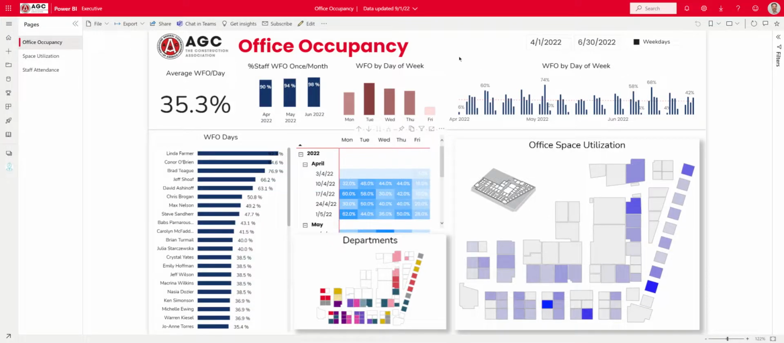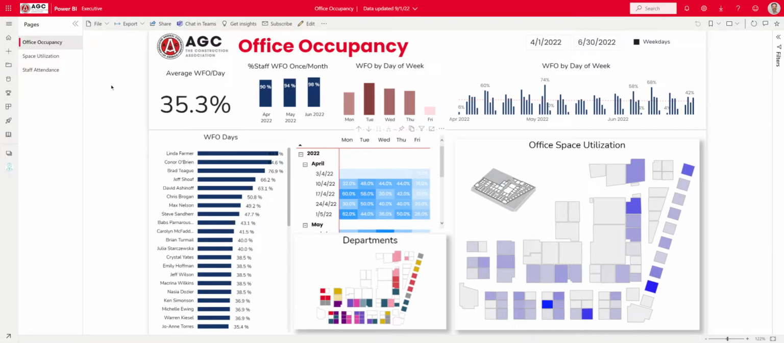Hello, this is a quick tour of the Office Occupancy Report. The data that we have is for April through June, and this is what we're going to be using in this demo. What we have here, first, is a diagram of the office with shaded areas for all the offices and cubicles. And the shading, of course, is showing you the percentage of time that those spaces or seats have been occupied. We have a diagram with the departments, with each color representing a different department.